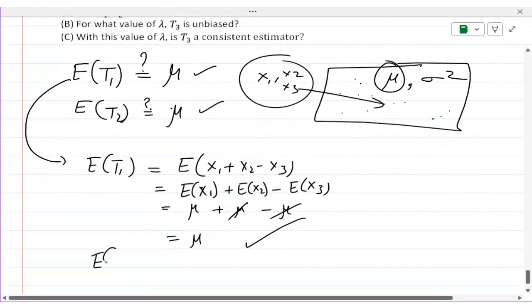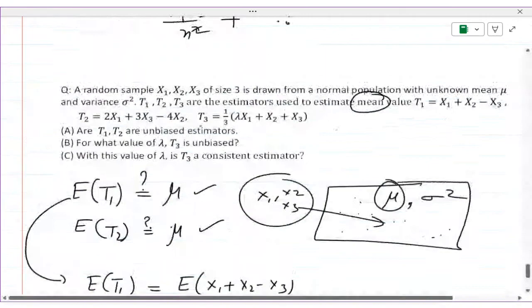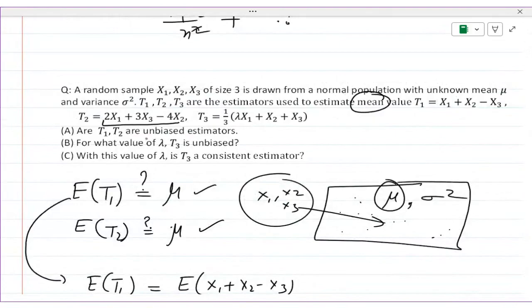Now we will find the expected value of T2. Why are we finding the expected value of T2? Because in the first part they asked us to check whether these are unbiased estimators of the mean or not. If they are unbiased estimators, then their expected value should be equal to the mean. Why the mean are we checking here? Because they are used to estimate the mean.